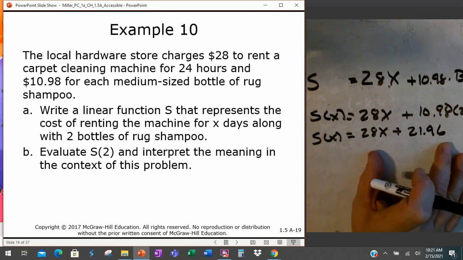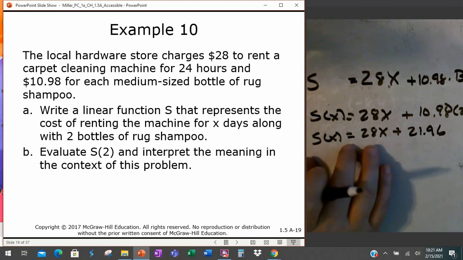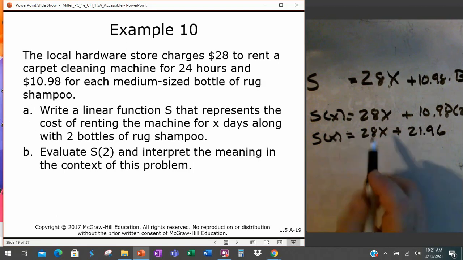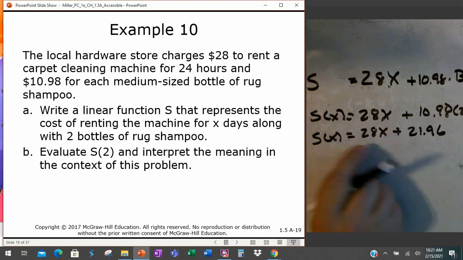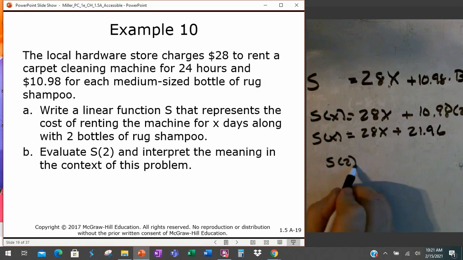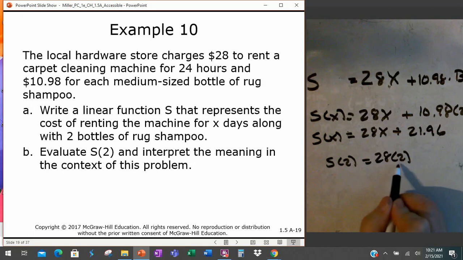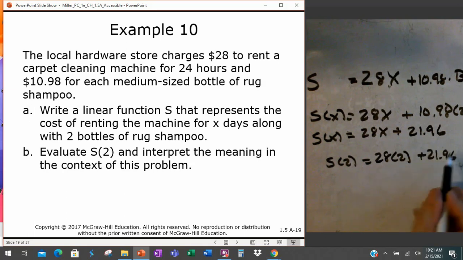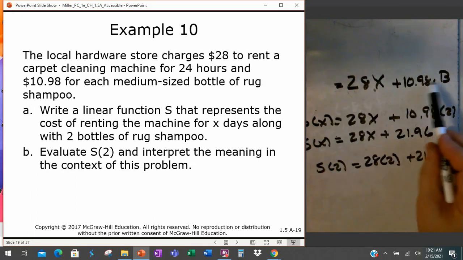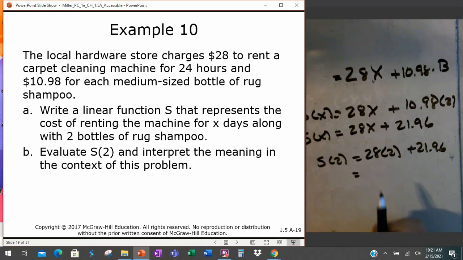Now your total cost, the sum of these 2 things, is going to be based on how long you're going to do this. And it says evaluate S of 2. S of 2 is anywhere I see the X, I put my 2. This was a function of the number of bottles, really. Okay, so here, this evaluated would be my 28 times 2 plus my 2196, which is 2252, and then plus tax.